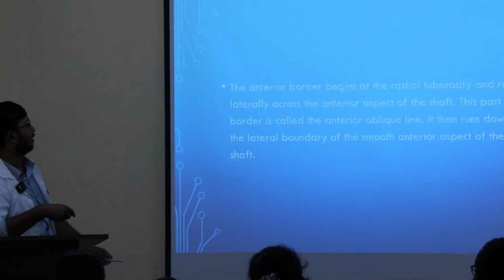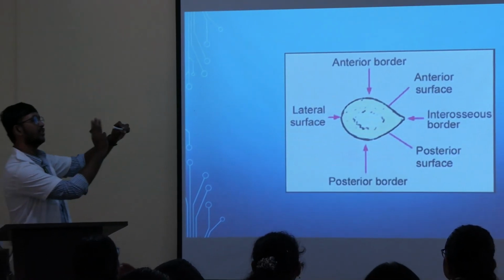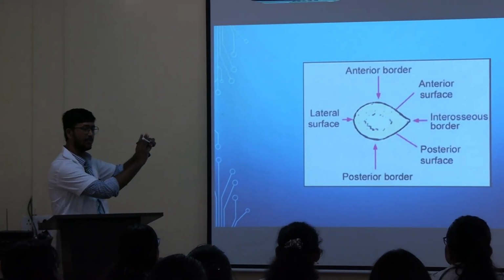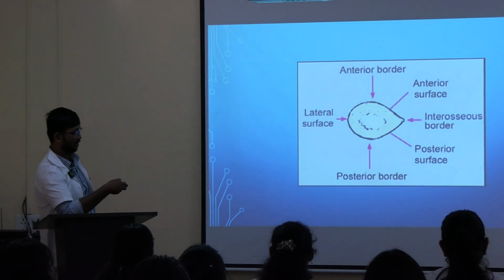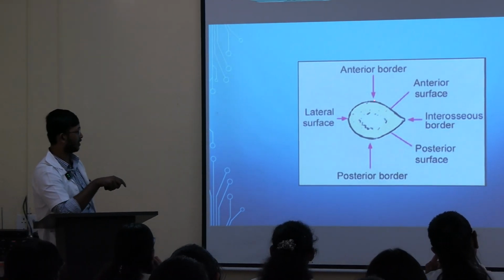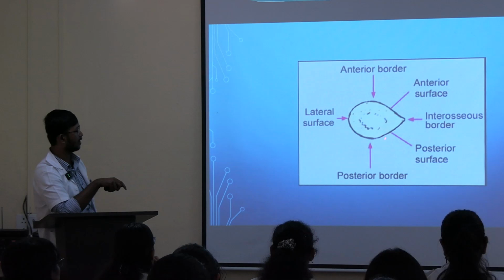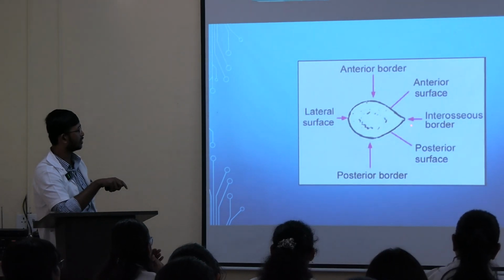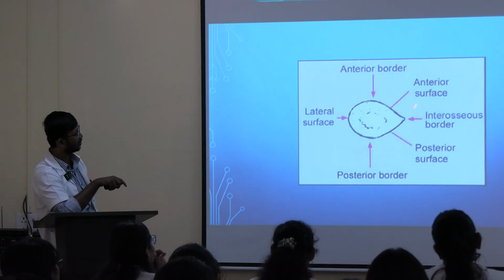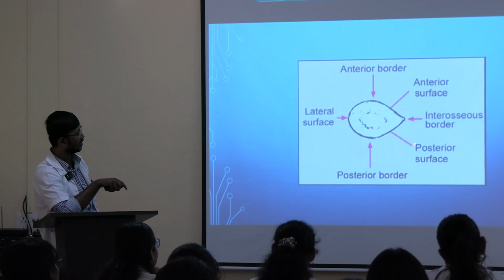See, if we cut the bone like this, a transection, we will see these structures. I have already discussed these things. So this is the anterior, this is the posterior, this is the interosseous border. In between anterior and interosseous, we have the anterior surface. This is the posterior surface, this is the lateral surface.